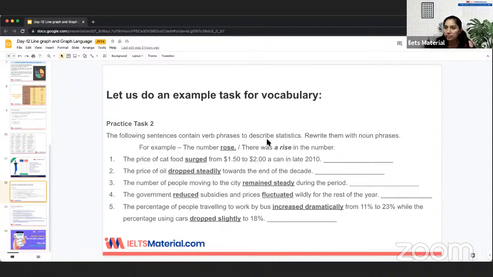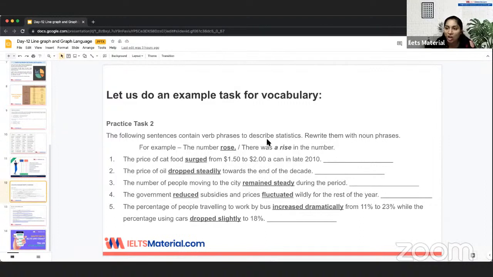Second one. I'm not sure. The price of cat food saw a surge from, okay, fine. That's completely fine, Charu. Whatever answer you feel you can give. Let's take the second one. What can be taken for the second one?